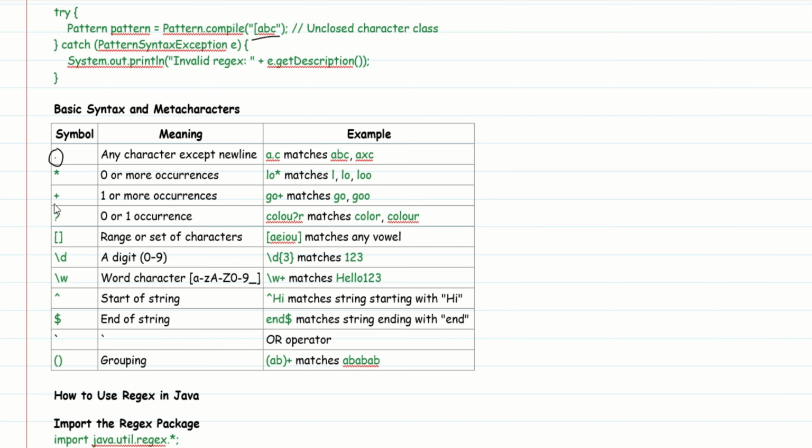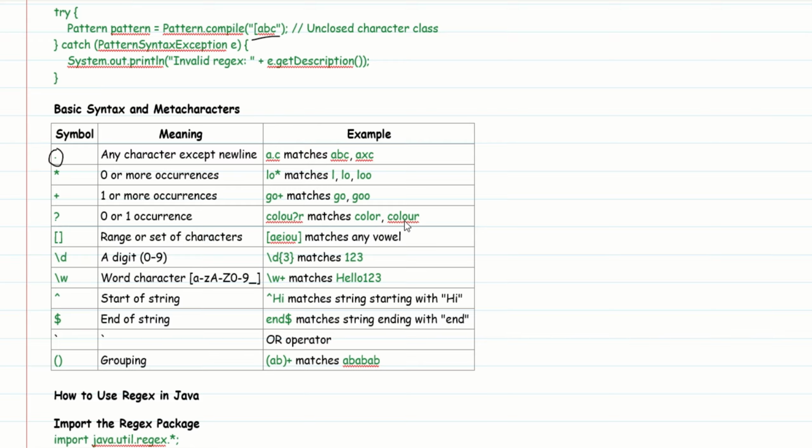Then we have plus, that is one or more occurrences. We'll see all the symbol examples later. Here you can see go+, which matches go and goo as well, so one or more occurrences. Then we have the question mark, which is zero or one occurrence. You can see here colou?r will match color and colour.